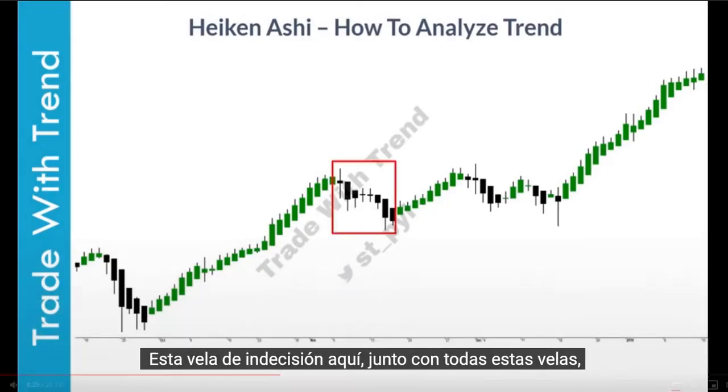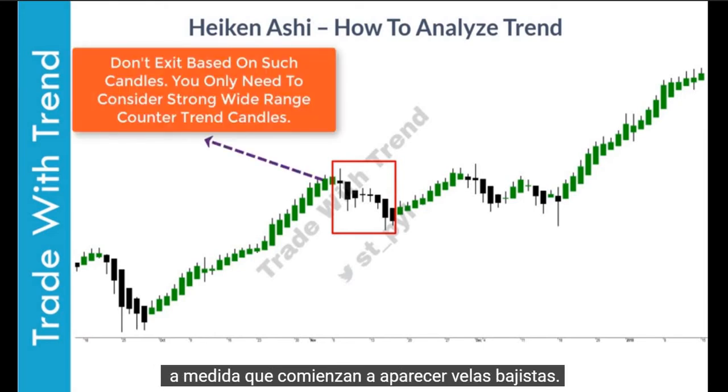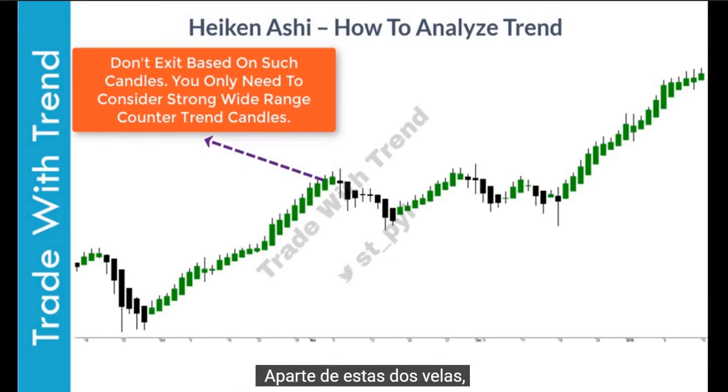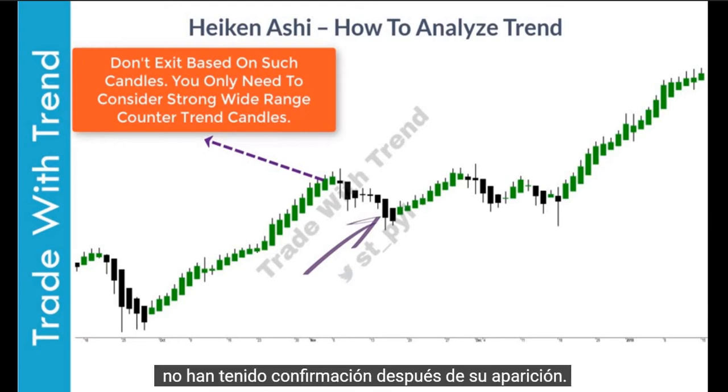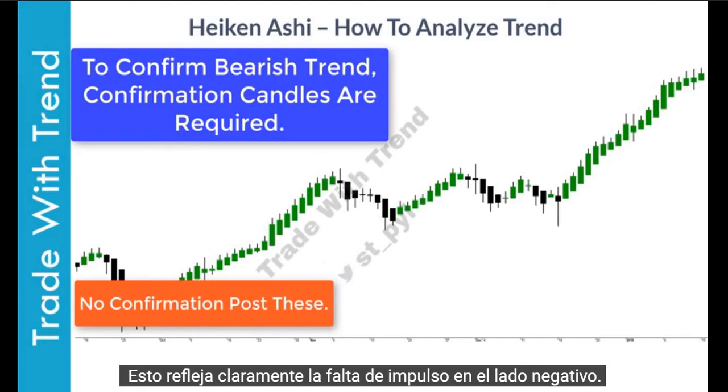This indecision candle here, along with all these candles, again have no impact on the trend. One common mistake is to exit positions at this point as bearish candles begin to show up. Look at the range of these candles. Apart from these two candles, all candles are small in range. Even these two candles have had no confirmation after they appeared. This clearly reflects lack of momentum on the downside.